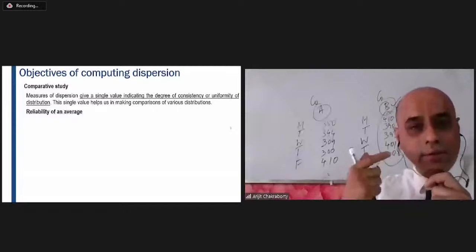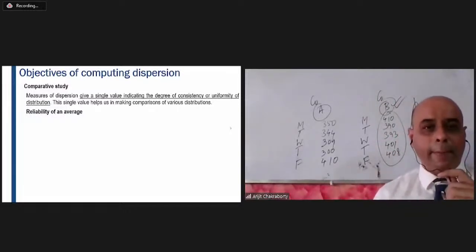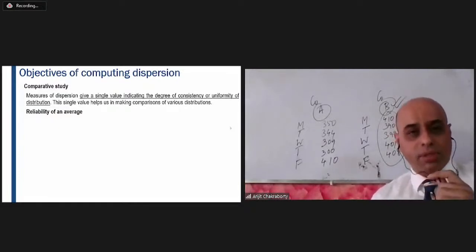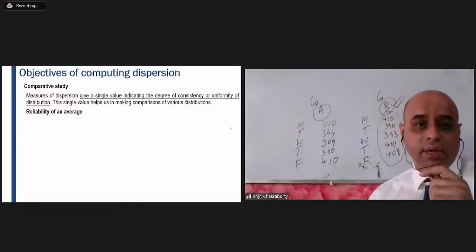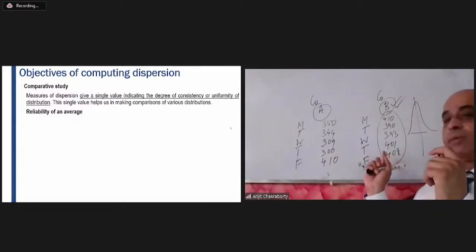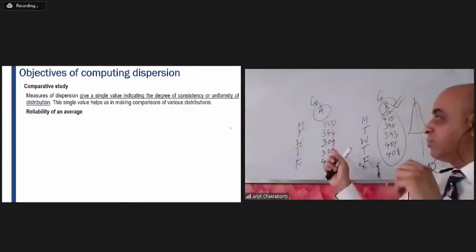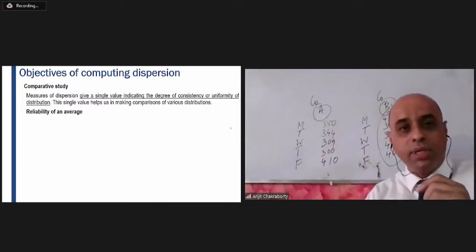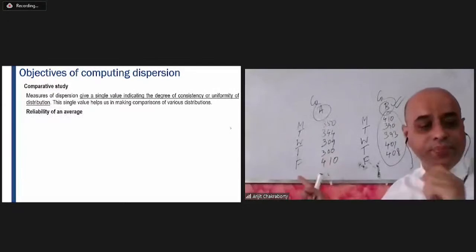So if you are an investor, or as a chartered accountant you are advising your client which company share to be purchased, then definitely you will say that for the investment purpose, company B is better. Why? Because the share prices are not moving too much. But in case of company A, it is falling sharply and also moving up sharply. So the variability is much more in company A, right?